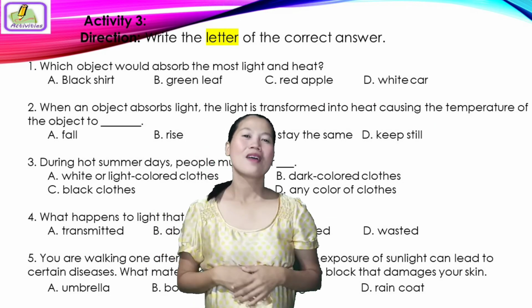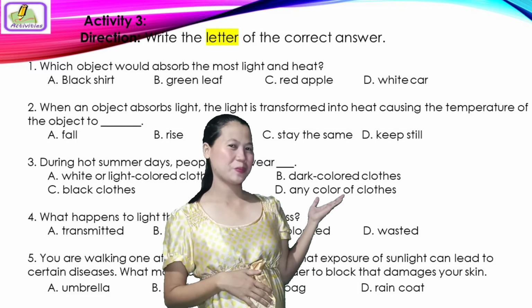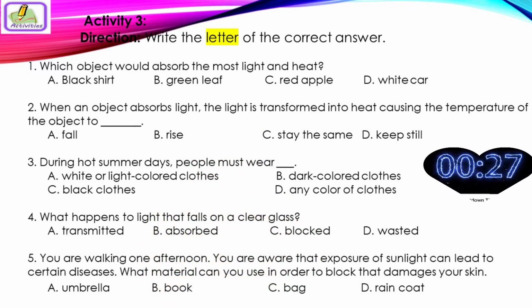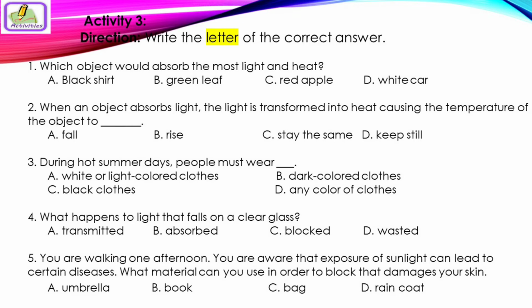For activity 3, write the letter of the correct answer on your paper. Let us check your answers. Number 1, which object could absorb the most light and heat? The answer is letter A, black shirt. 2, when an object absorbs light, the light is transformed into heat, causing the temperature of the object to blank. The answer is letter B, rise.